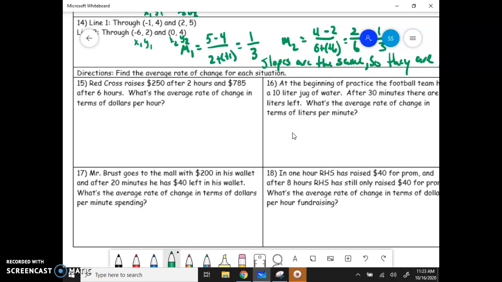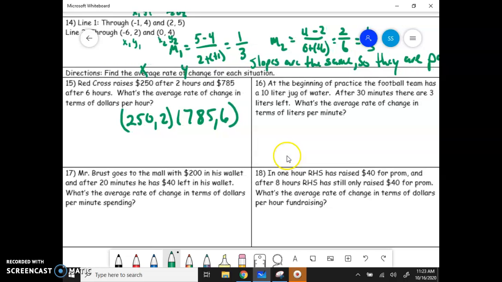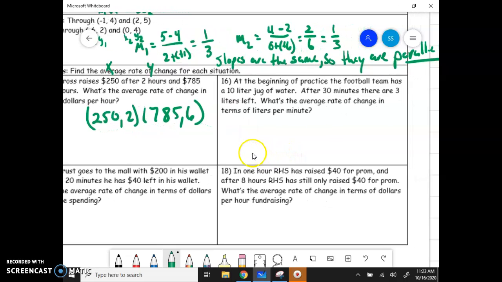The Red Cross raises $250 after 2 hours and $785 after 6 hours. Okay, so we got X, Y, X, Y. So there's a point, 75 and 6. There's your other point, X, Y, X, Y. Okie dokie. Let's see here. What else we got?